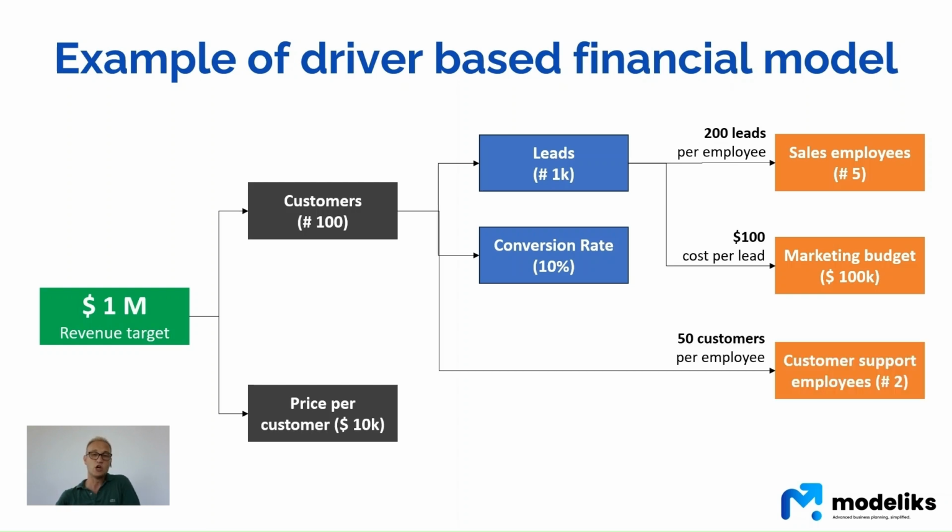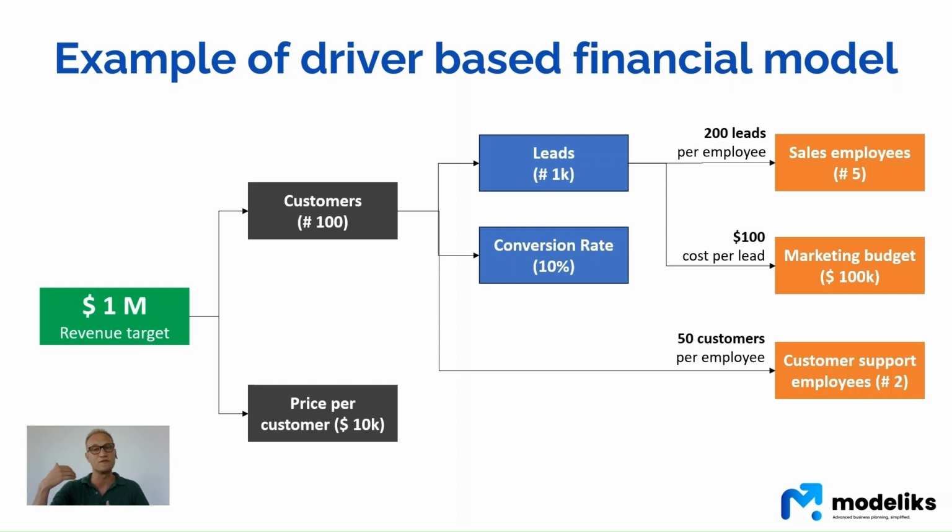And then the number of customers will also drive the number of customer support employees that you need in your business. Assuming that one customer support employee can handle about 50 customers at any point of time, that means that you would need 2 customer support employees to handle the 100 customers that you would have. So you very quickly see how the financial model is completely connected with the operations of the business, and how a driver-based financial model, with a revenue target of 1 million, helps you understand what are the other resources that you need in order to achieve that target.